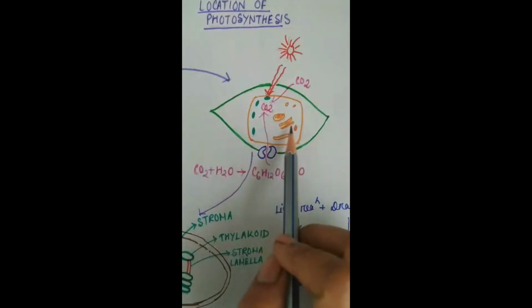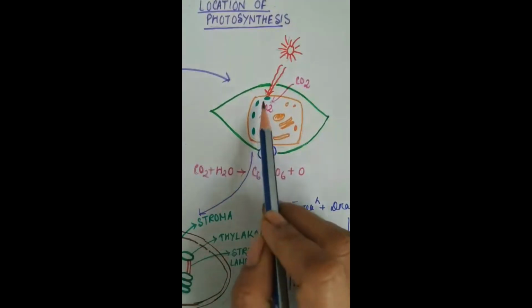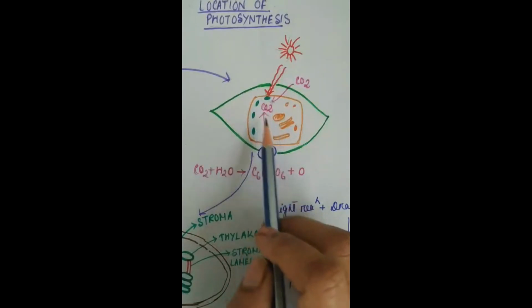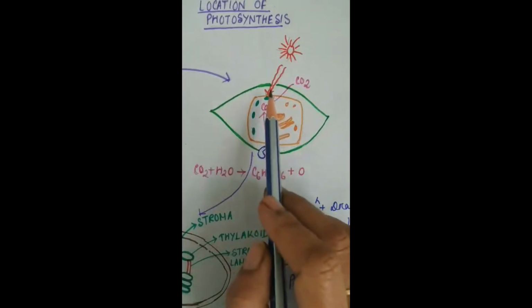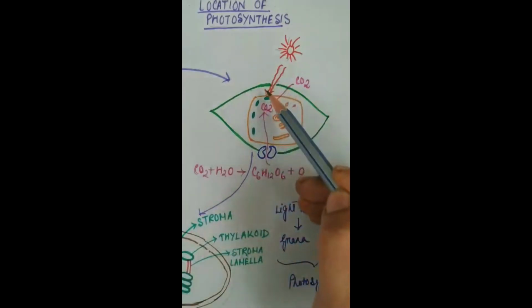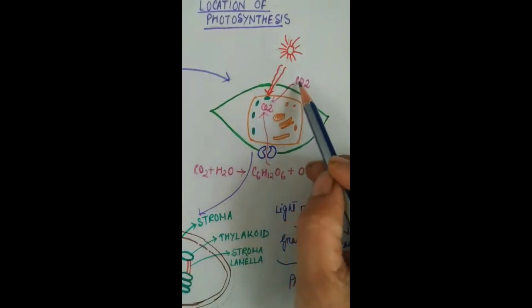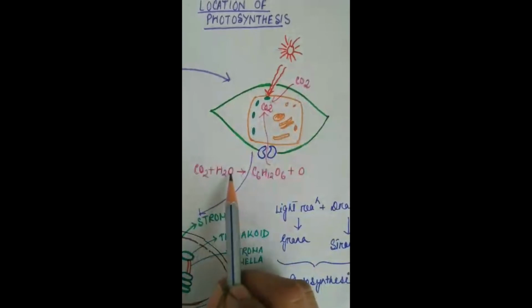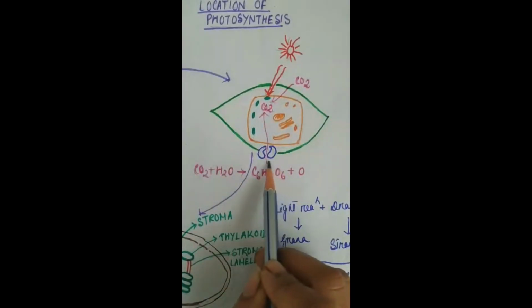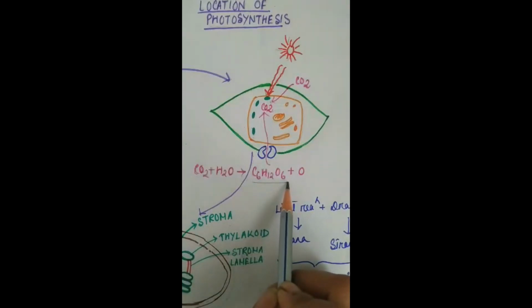With these other organelles, there are some green tiny structures, and this tiny structure is known as chloroplast, the main organ of photosynthesis, where the pigments are present which trap the light energy from sunlight, and then with the help of carbon dioxide and water, an organic food is produced which is known as glucose.